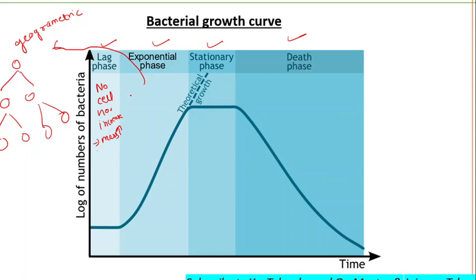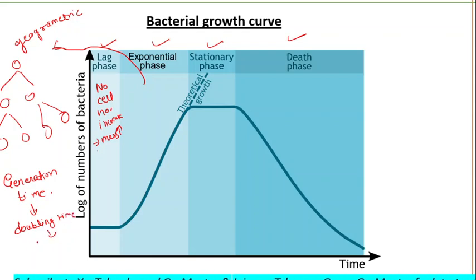And the rate of exponential growth of a bacterial culture is generally represented by generation time. And what exactly is generation time? Generation time is actually the doubling time of a bacterial population. Generation time, you can say, is the doubling time. And what is the doubling time? What is the generation time?